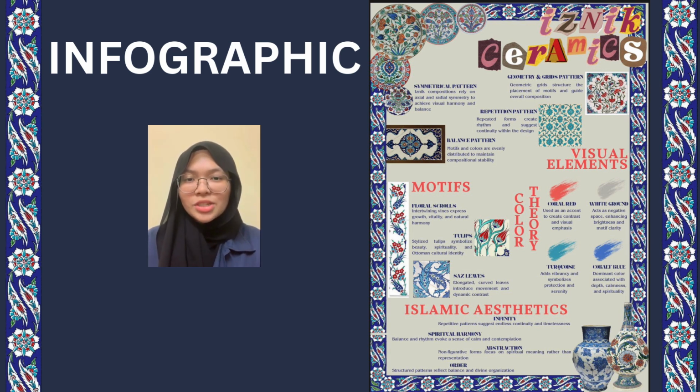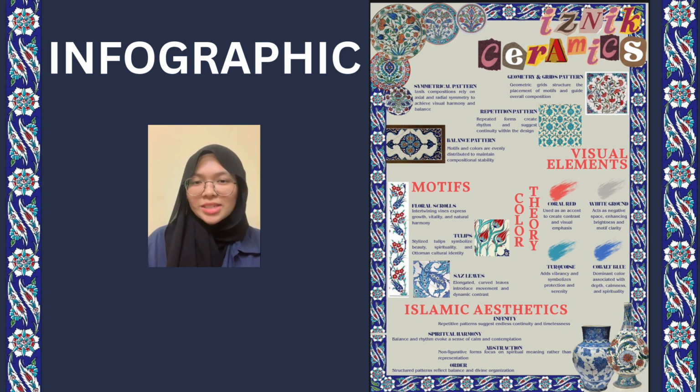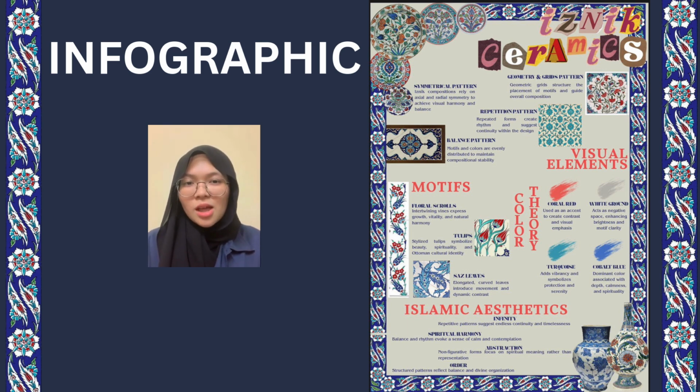Next, the use of repetition and symmetry is essential in Iznik compositions. As shown in the infographic, repeated motifs create rhythm and continuity, while axial and radial symmetry establish balance. In Islamic aesthetics, repetition symbolizes infinity and timelessness, suggesting the infinite nature of the divine rather than focusing on individual expression. When we look at the motifs, such as floral scrolls, tulips, and saz leaves, these are not purely naturalistic. My research explains that they are stylized and abstracted, which aligns with the Islamic principle of avoiding figurative representation.